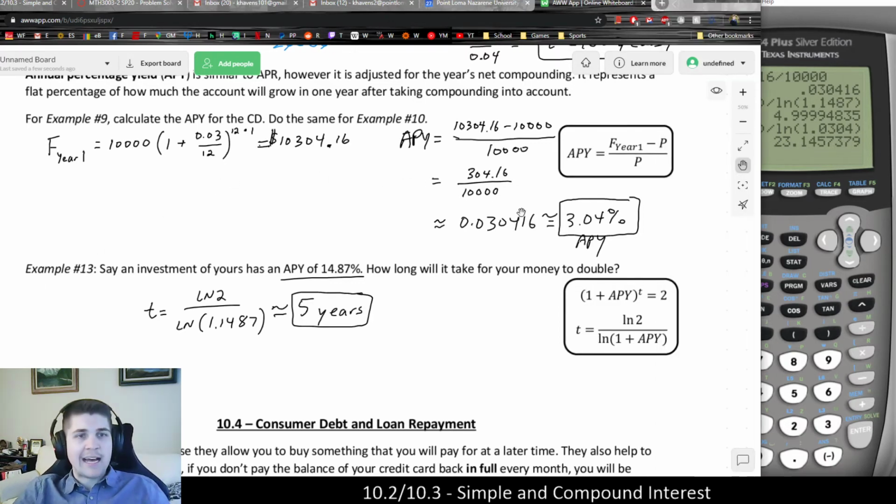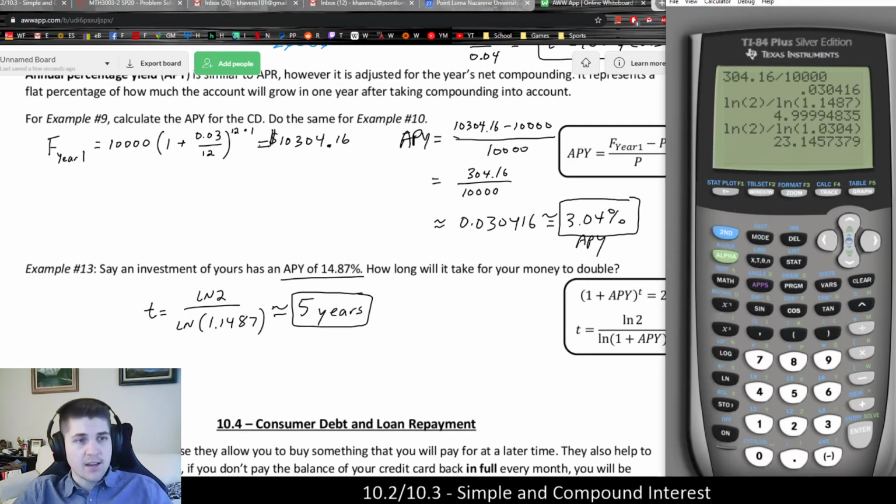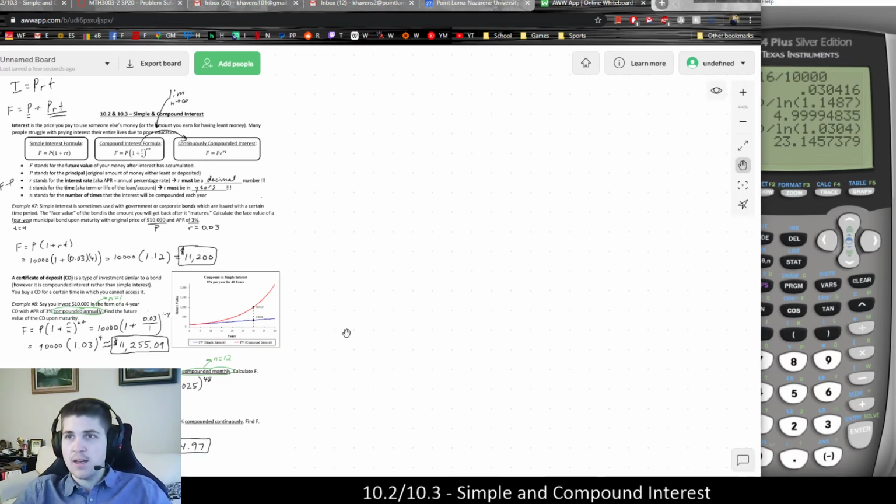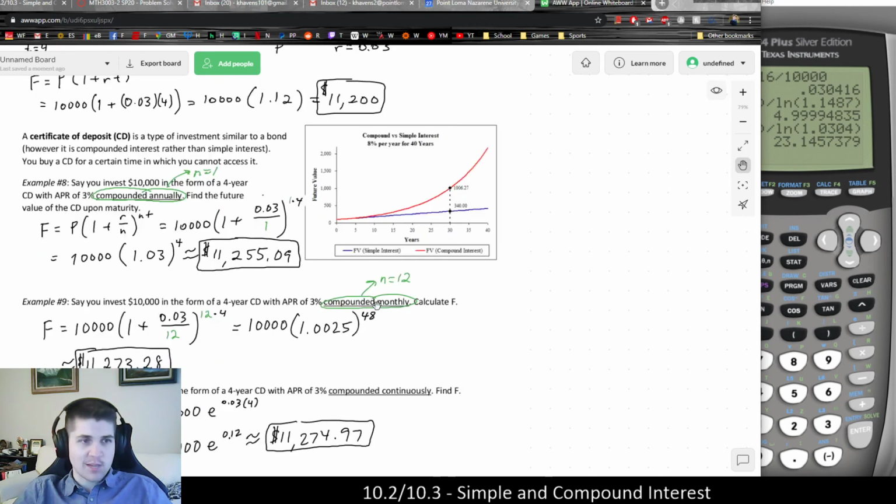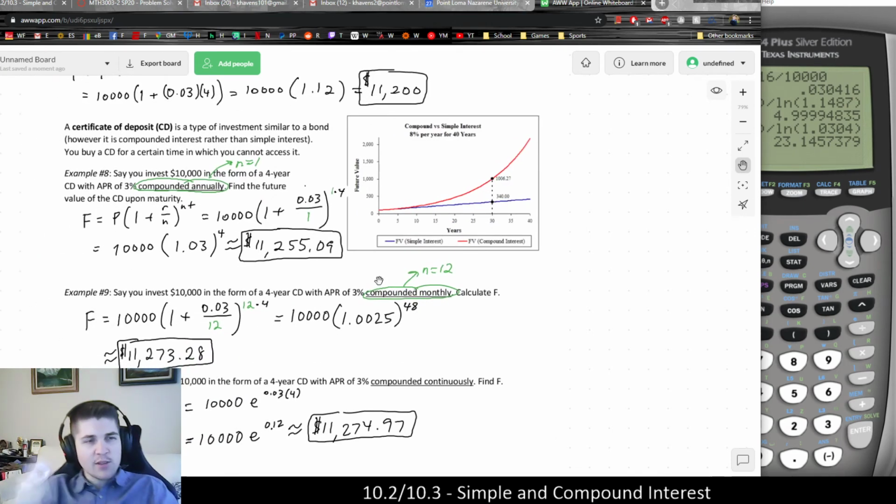So in example number 9, we had an APY of 3.04%. It would have taken 23 years for that account to double, which is obviously an extreme difference. Whereas if you're looking at just interest rates, 3%, 4%, 5%, 10%, they don't necessarily seem all that significant, but minute differences in interest rates can make a pretty extreme impact, especially long-term, and differences in the type of compounding.